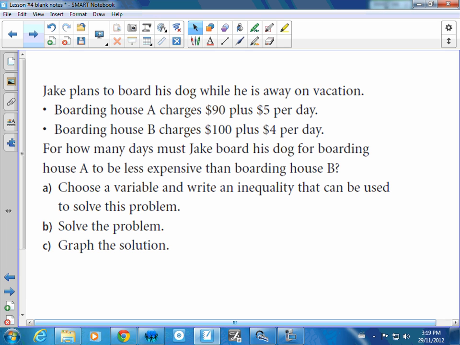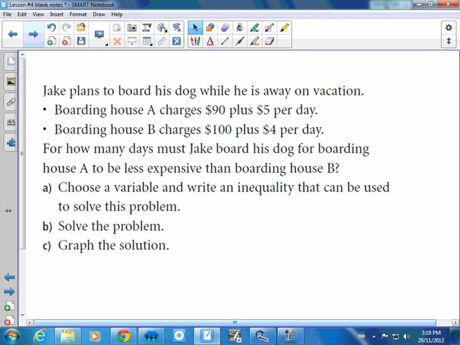Or you can take them to boarding house B. Boarding house B, when you walk in the door with your dog, how much do they charge you? $100. And then how much per day? So if the dog stays there one day, 104. If the dog stays there 2 days, 108. Okay. So what we're going to do is we're going to write an inequality.